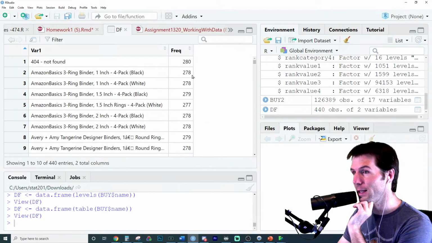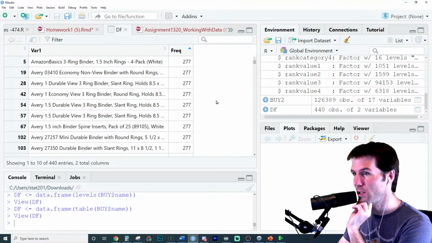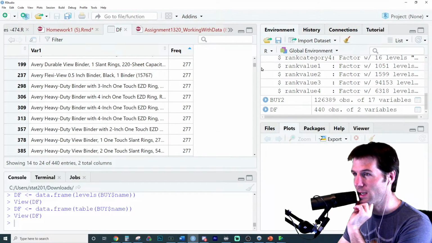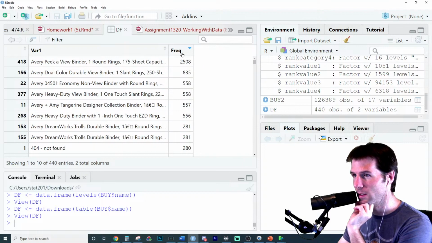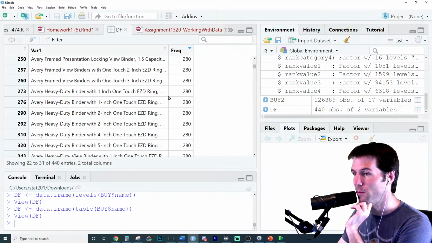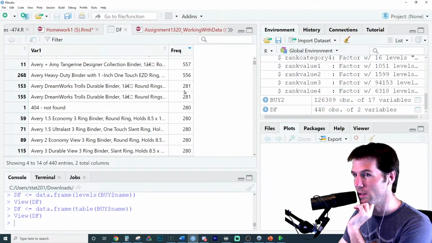And I'm not saying that this might be able to help you answer other questions, but I am kind of saying that if you go through here, and I think, is that correct? Yeah, there we go. Oh, wow, look at that. That's a big selling notebook, the Avery Peak A-View binder. So you could go through here and probably, is it 281?